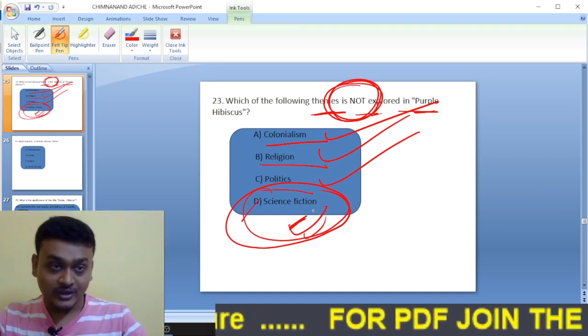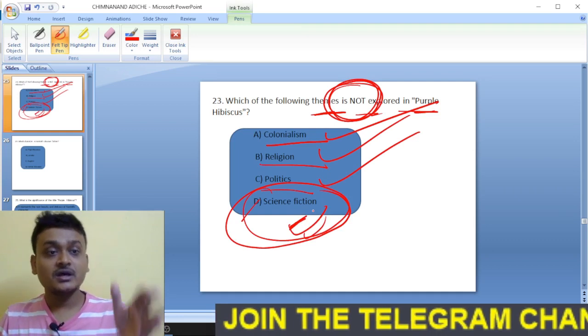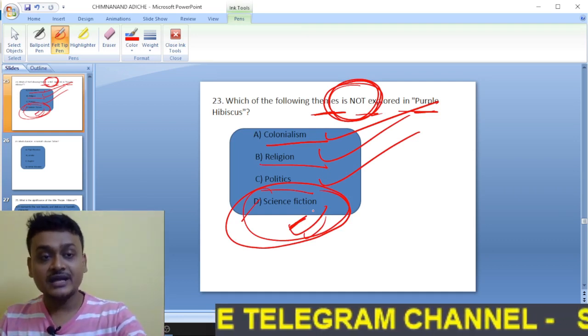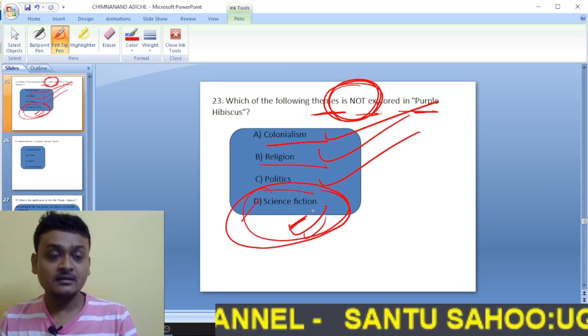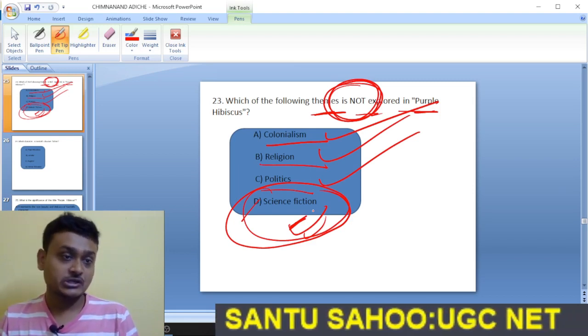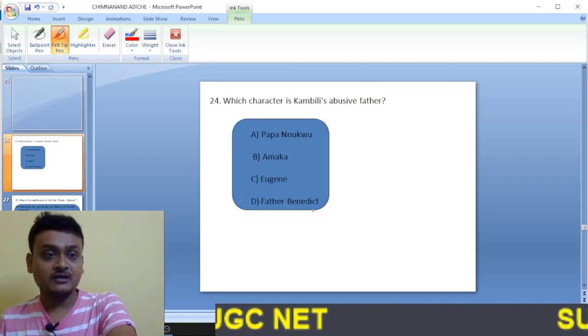Which of the following themes is not explored in Purple Hibiscus? In Purple Hibiscus, Chimamanda Ngozi Adichie has explored the themes of colonialism, religion, and politics, but she has not explored the themes of science fiction. So science fiction is the right option.